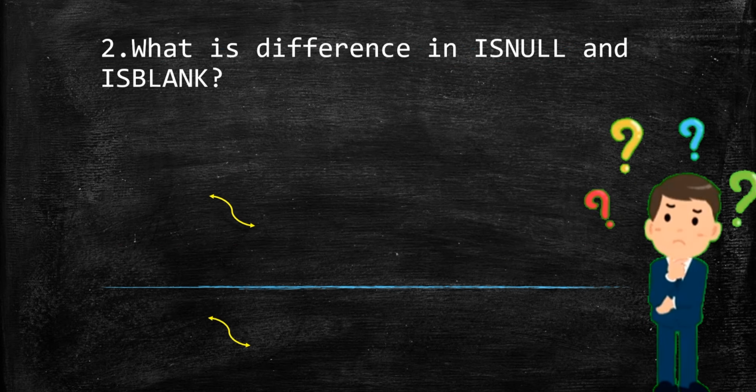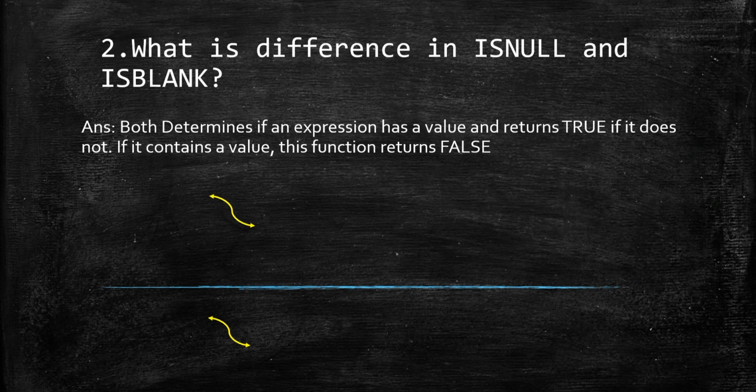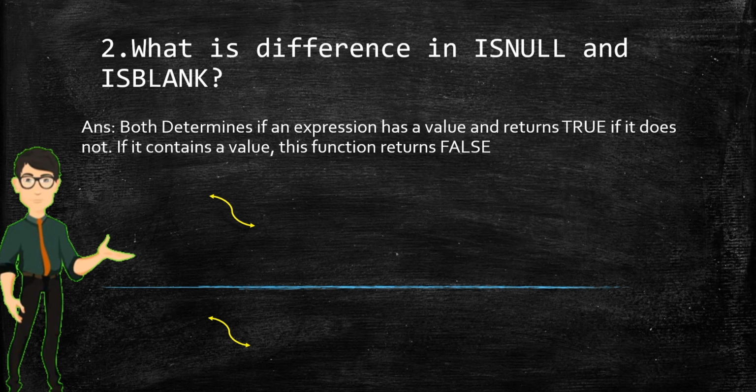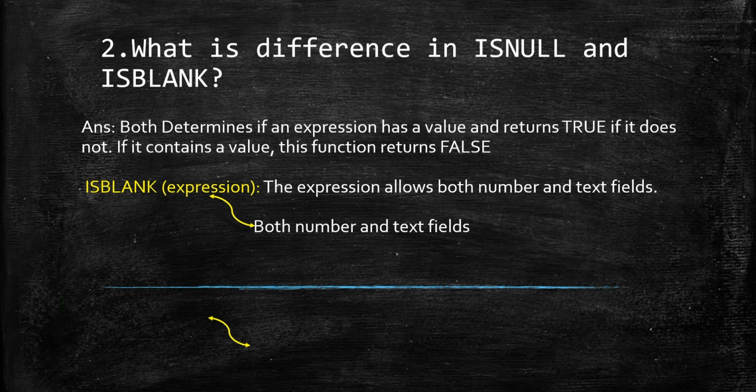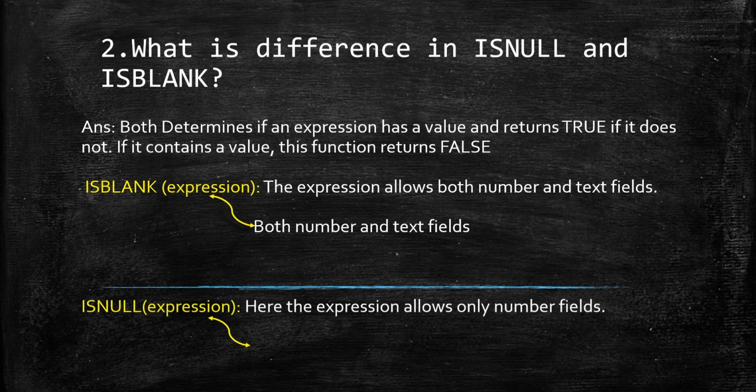Question number 2 is, what is the difference between isnull and isblank? Here the solution is, both determine if an expression has a value and return true if it does not. If it contains a value, this function returns false. So here the example is isblank, that is an expression that allows both number and text fields, but isnull only allows the number field.